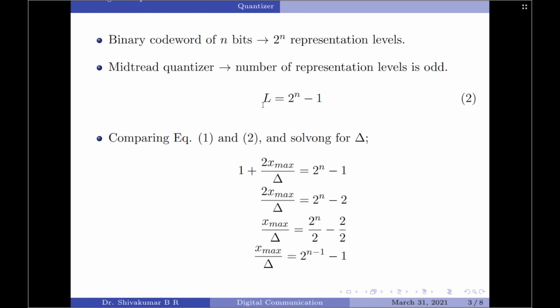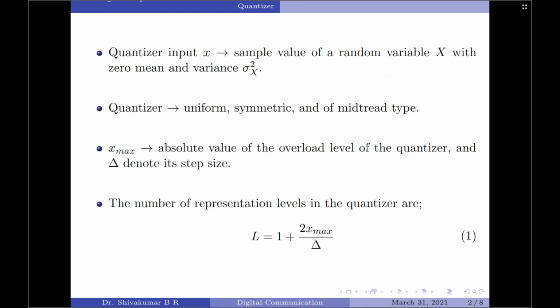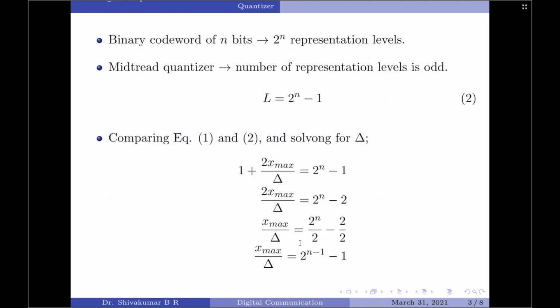Where L once again represents the number of representation levels of the quantizer and n represents the number of bits in the code word. Let us now compare equation 1 and 2 and solve for delta, that is the step size. So I am taking the RHS of equation 1, writing it here. Then I am taking the RHS of equation 2 and writing it here. So it is 1 plus 2 Xmax by delta equals 2 to the power of n minus 1. Let us take this 1 to the RHS. So it will be 2 into Xmax by delta equals 2 power n minus 2.